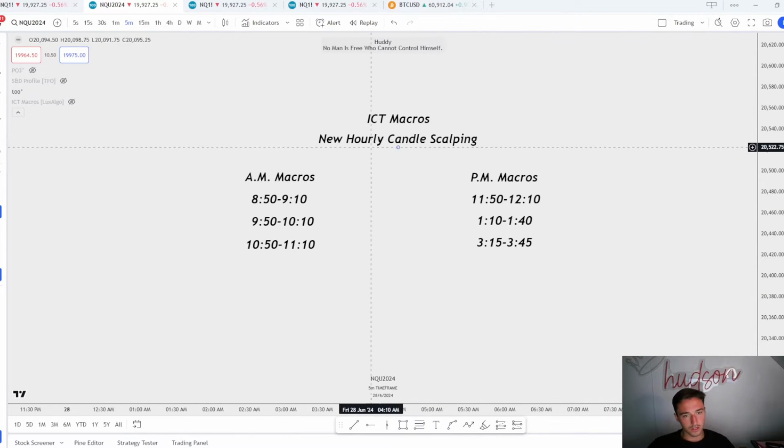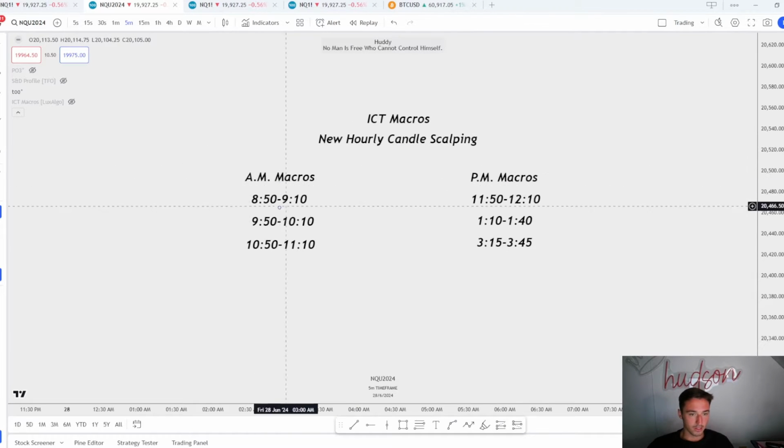So if we want to take a look here at these ICT macros, we have the AM and the PM macros, new hourly candle scalping. So the AM macros are 8:50 to 9:10 AM, 9:50 to 10:10 AM, which is a new 4-hour candle, 10:50 to 11:10 AM, and then the PM macros are 11:50 AM to 12:10 PM, the lunch macro, 1:10 PM to 1:40 PM, and then 3:15 to 3:45 PM.